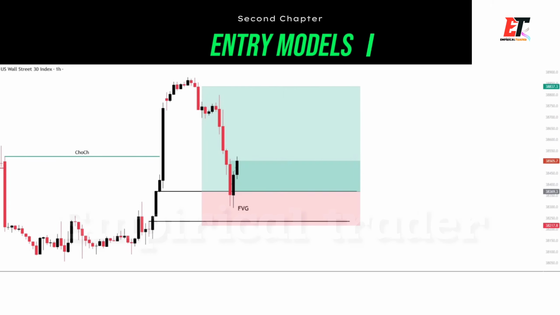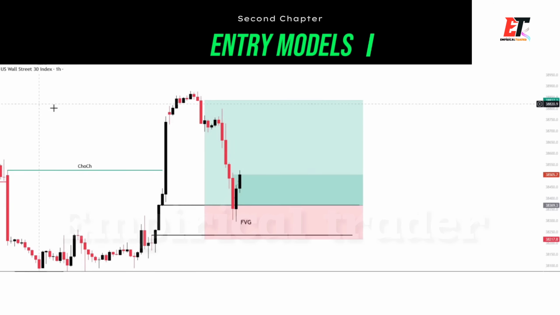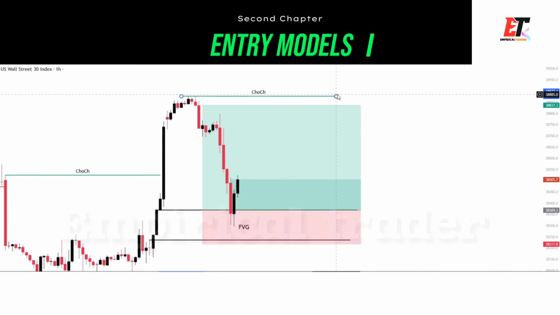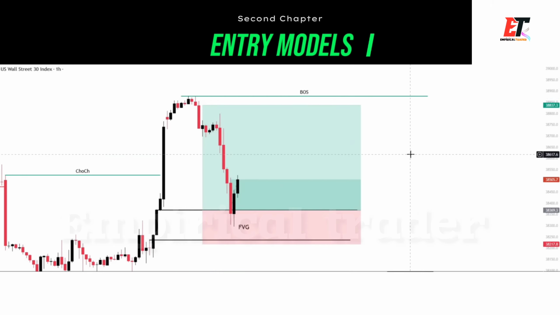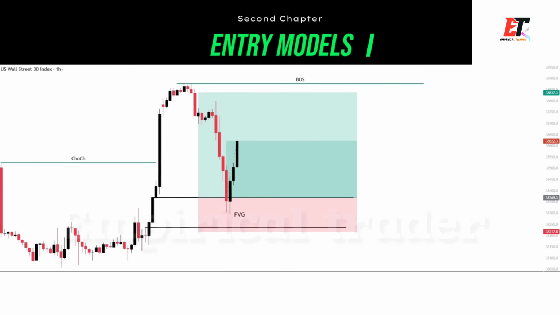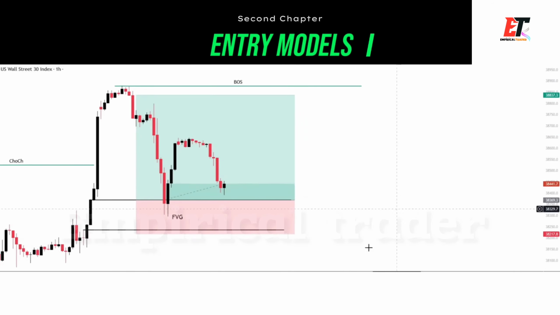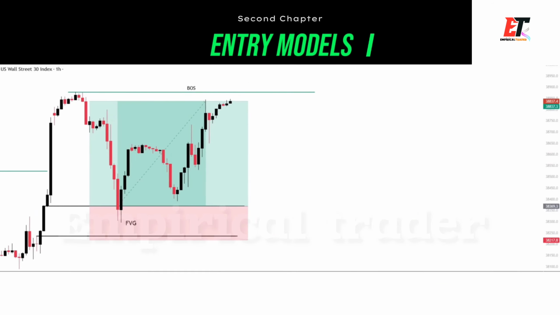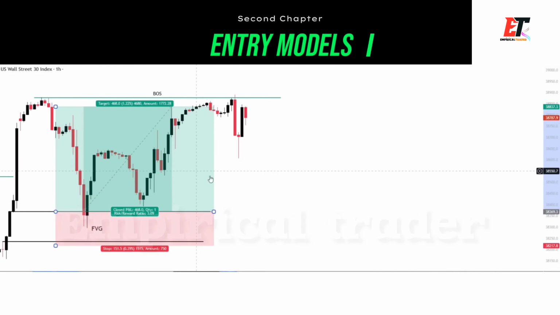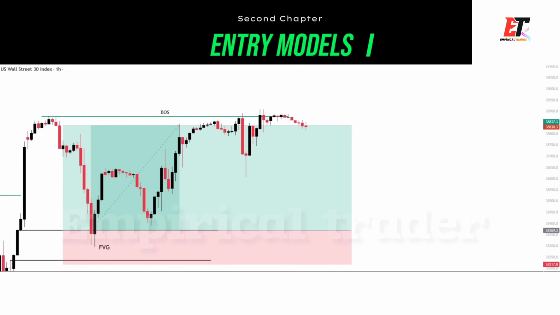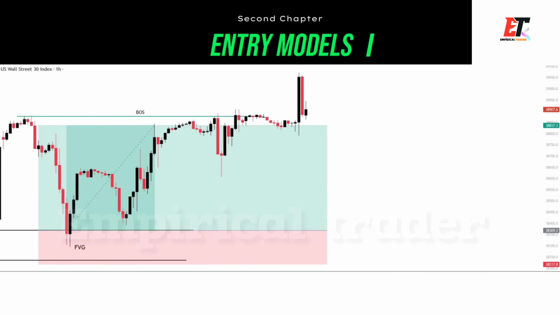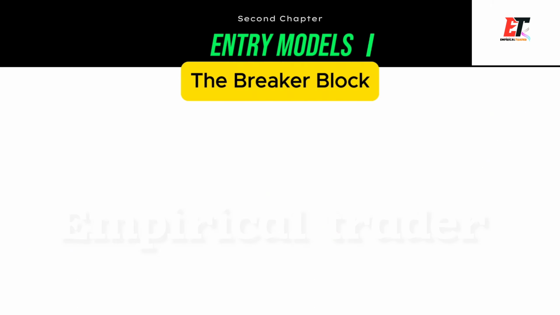Good. The position got filled, and notice the immediate reaction to the upside. We are looking for the price to break the highs, so essentially we want the market to create a bullish break of structure since the market has changed character from a bearish standpoint into a bullish one. The trade has hit the take profit, but let's just look if it actually managed to break the highs. And yes, it did.